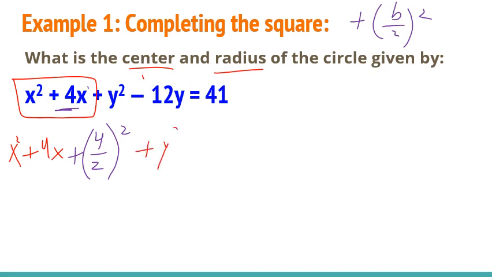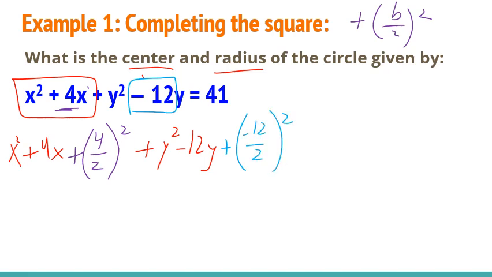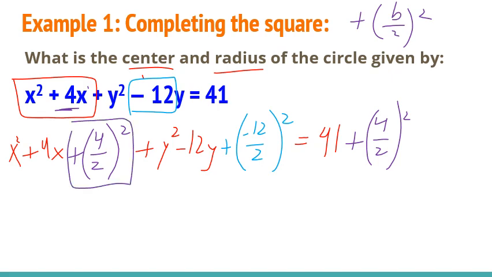Then let's do this to the y term as well. Here, our b value is negative 12, so I'm going to add negative 12 over 2 squared. And it's still all going to equal 41 because I haven't touched the 41. But since I added to the left side of the equation, I also need to add to the right side. So I'm going to add this term to the other side, and then I'm going to add this term to the other side.